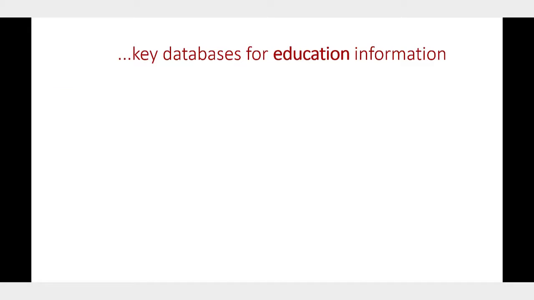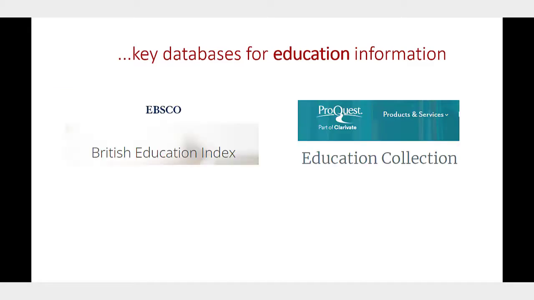Okay, we're ready to start our search. Here are the key search tools for education. We have the British Education Index and Education Collection. And both of these are really useful for ways of finding education research material. As you can imagine, the British Education Index has a UK focus. You could also use Scopus, which is a multidisciplinary database which covers education information.